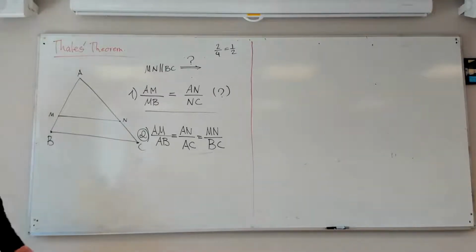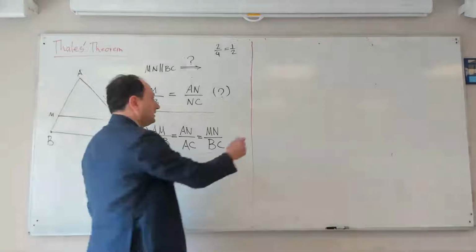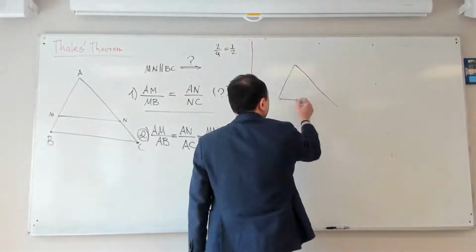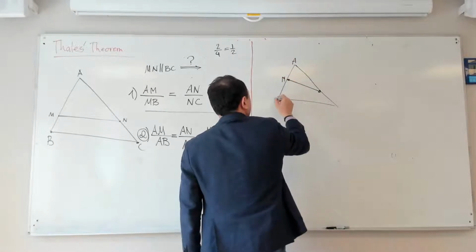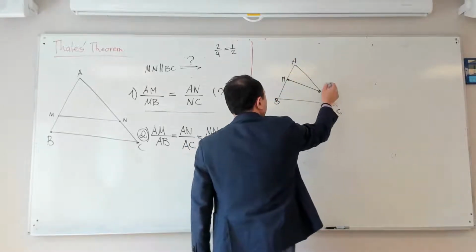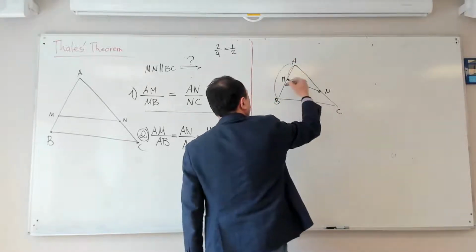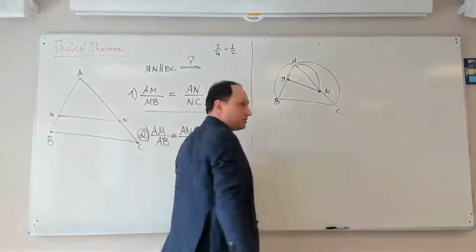It's not trivial. For example, if I do not draw this parallel, if I just draw something like this, if this is A, M, N, B, C, N, can I say AM over AB is equal to AN over AC? No.